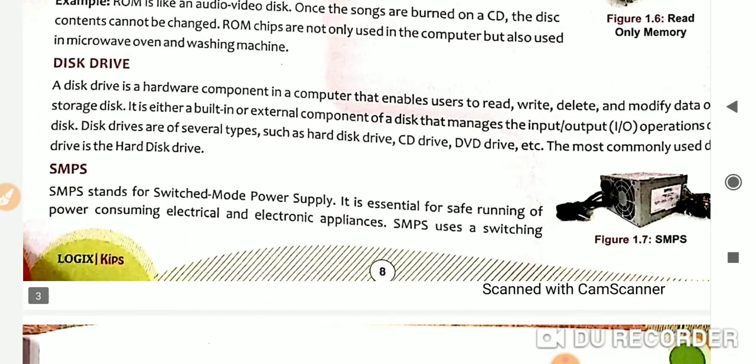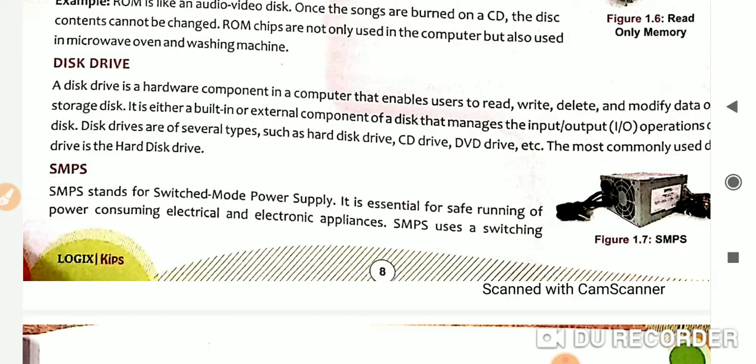Now disk drive. A disk drive is a hardware component in a computer that enables users to read, write, delete and modify data on a storage disk. It is either a built-in or external component that manages the input-output operations. Disk drives are of several types, such as hard disk drive, CD drive, DVD drive, etc. The most commonly used disk drive is the hard disk drive.